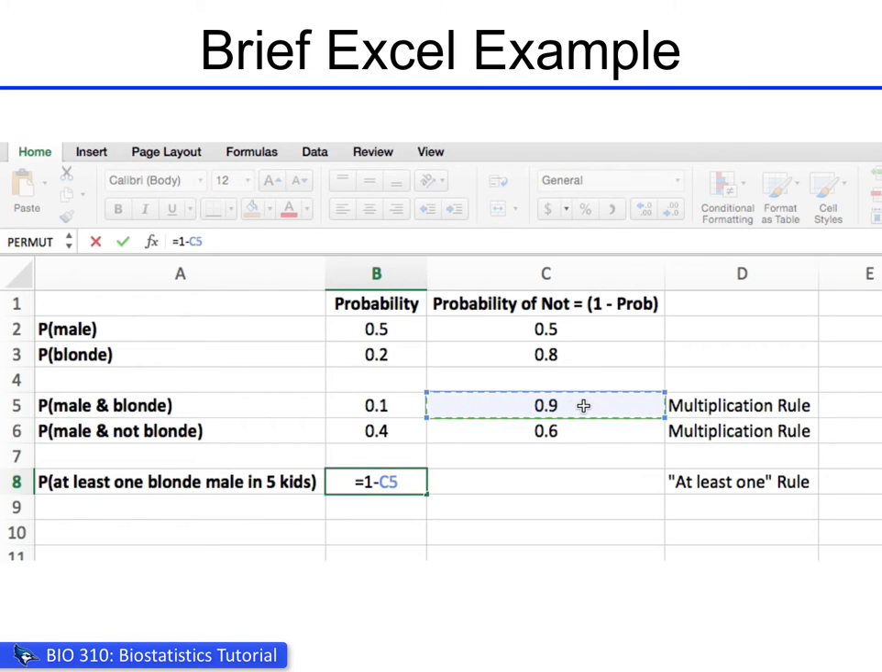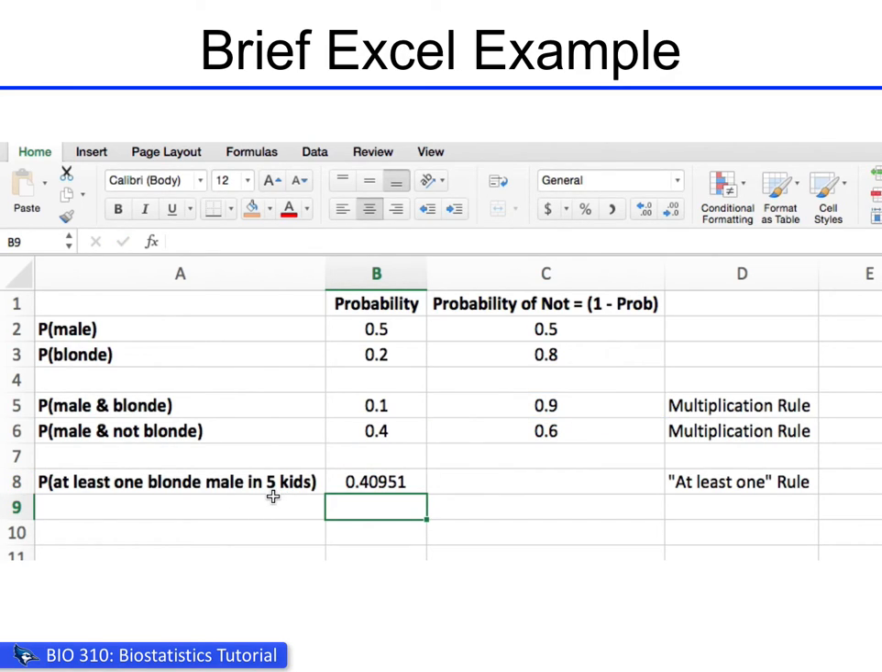So 0.9. And remember, the other important part here is that we're going to raise this to the 5th power. And we're raising it to the 5th power because I said 5 kids here. Okay? So 0.40951, so about a 40% chance of at least one child out of 5 being blonde and male given these probabilities. So this is just a quick example of how you can do some of these probability calculations in Excel.